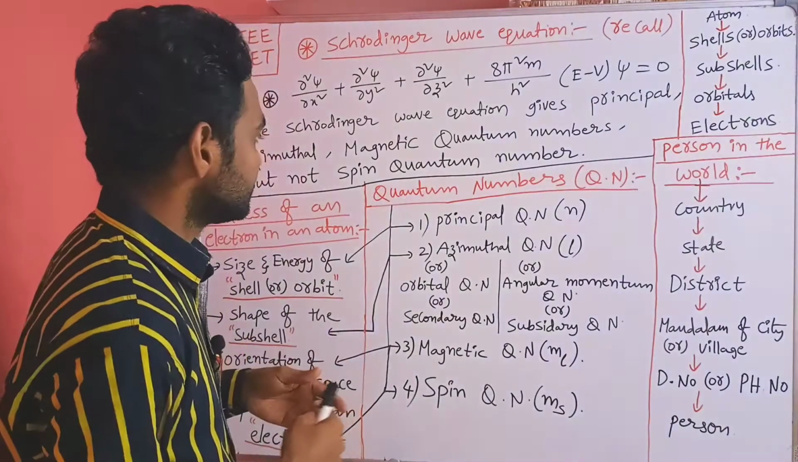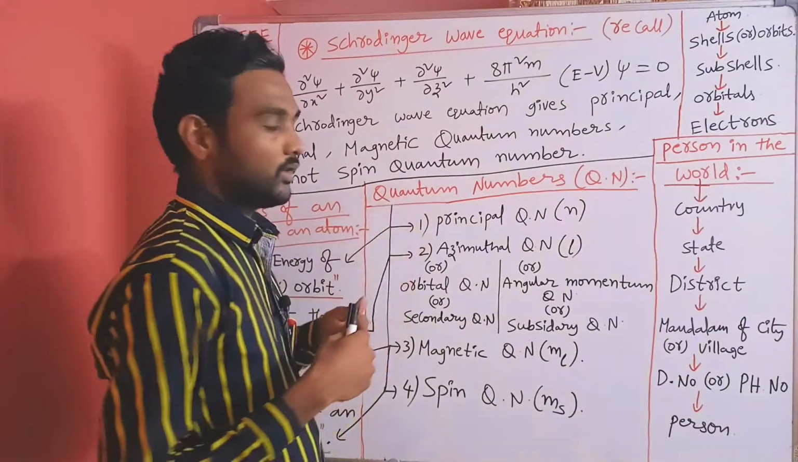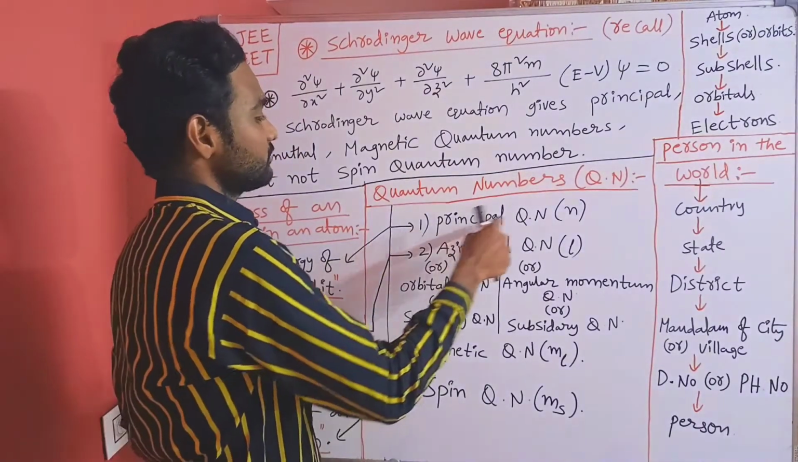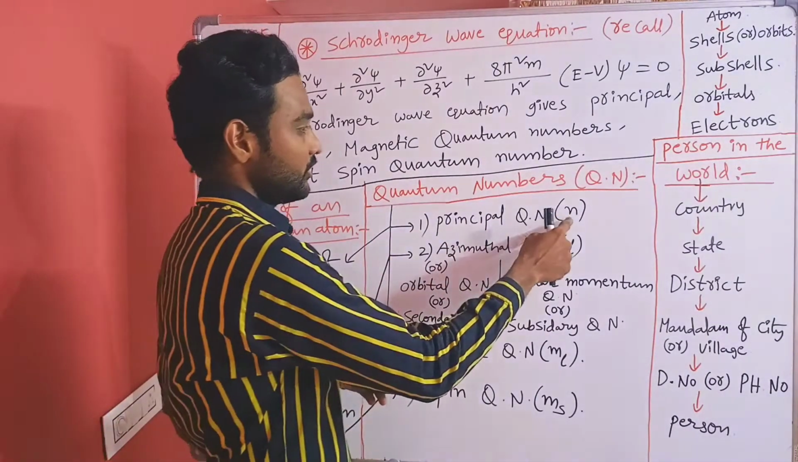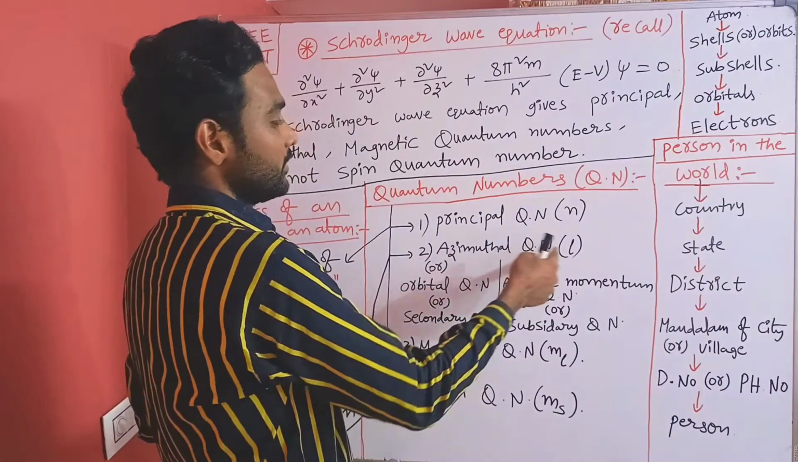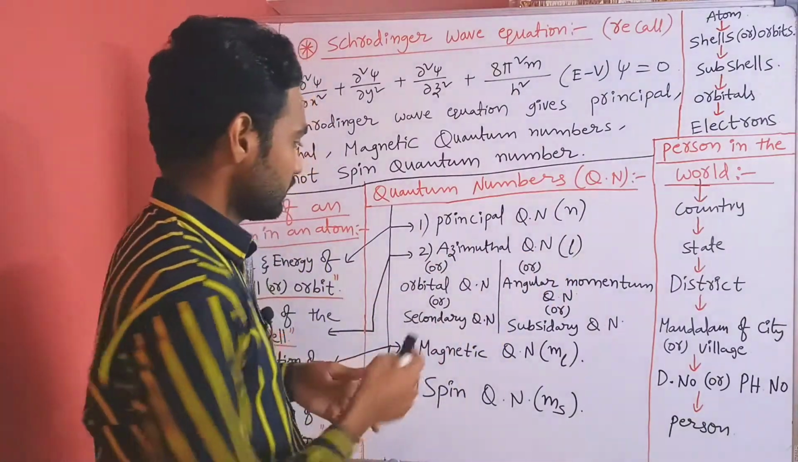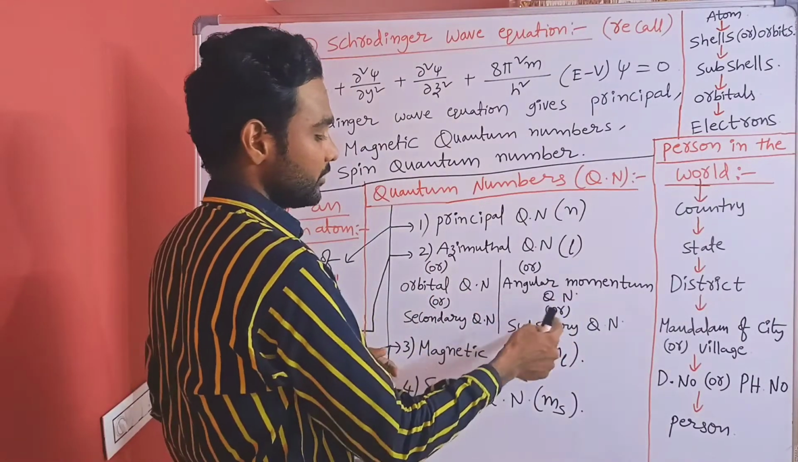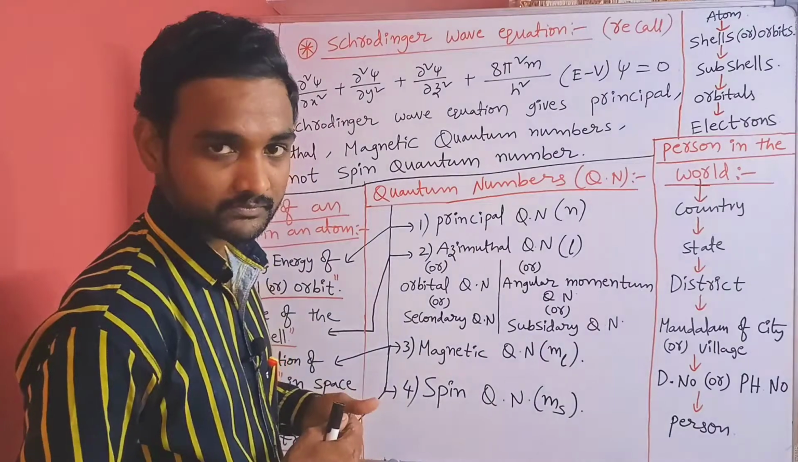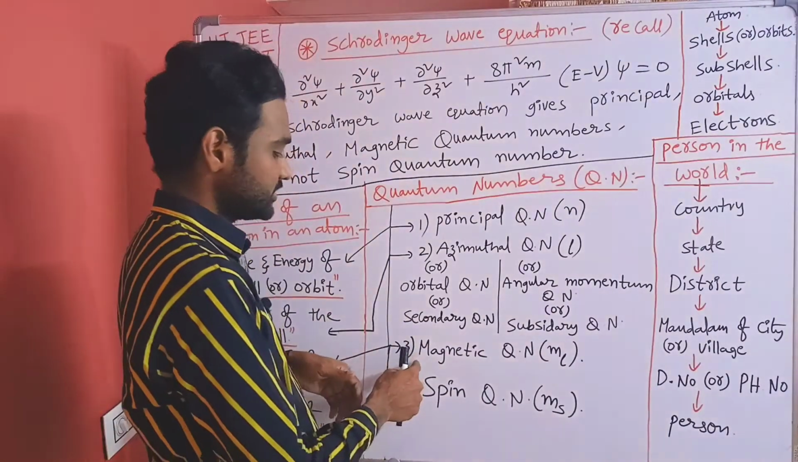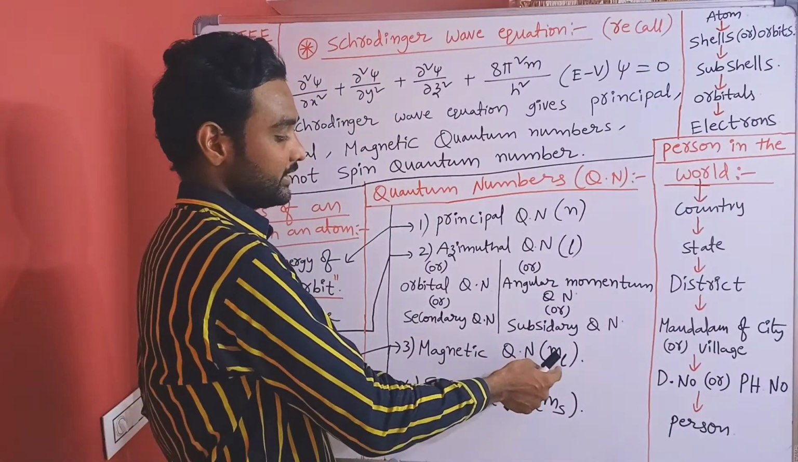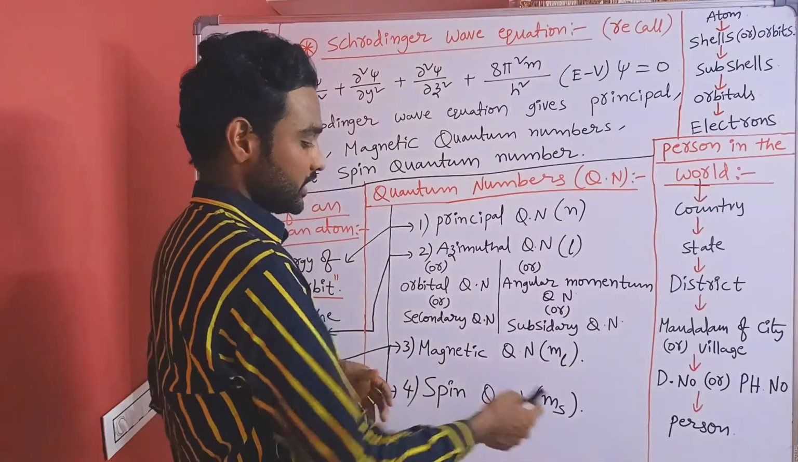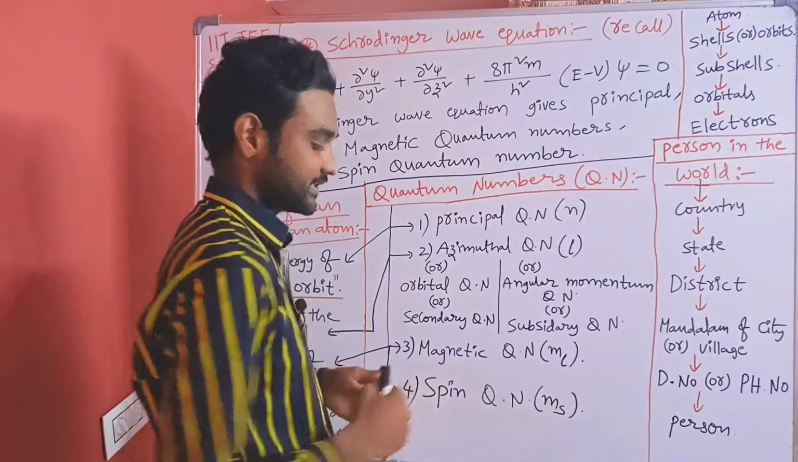Next, quantum numbers. How many quantum numbers are there? There are 4 quantum numbers. What are they? First one is the principal quantum number, denoted by small n. The azimuthal quantum number is denoted by small l. It is also called the orbital quantum number, secondary quantum number, angular momentum quantum number or subsidiary quantum number. The third is the magnetic quantum number, denoted by m suffix l, ml. The fourth is the spin quantum number, denoted by m suffix s, ms.